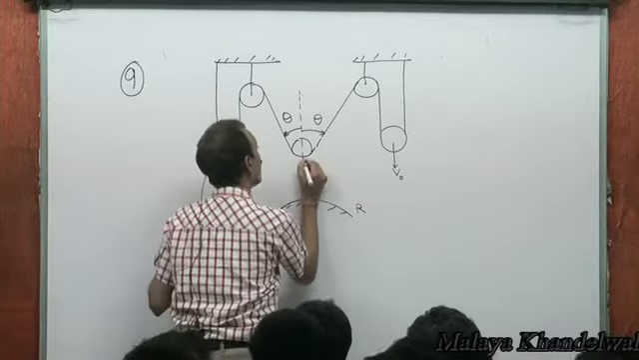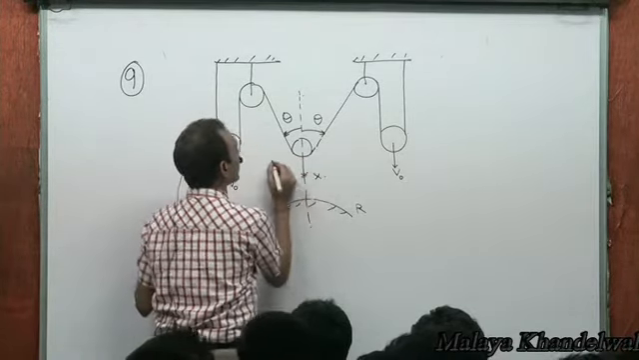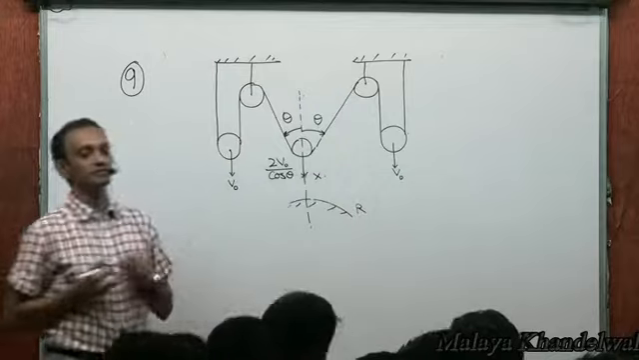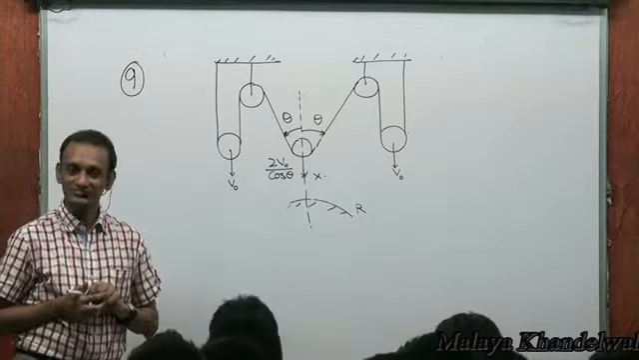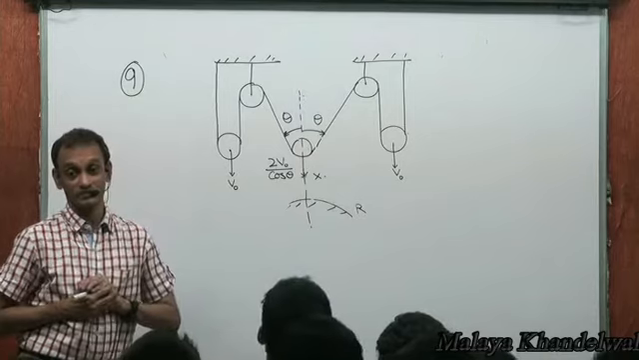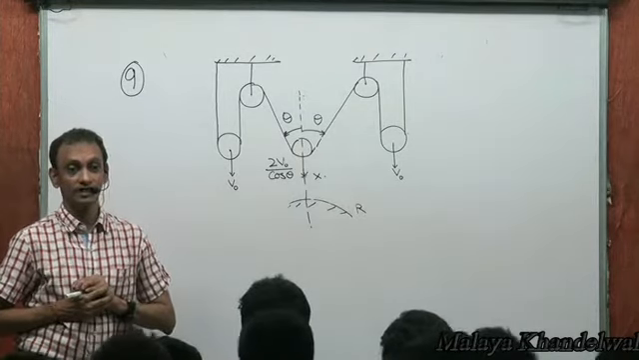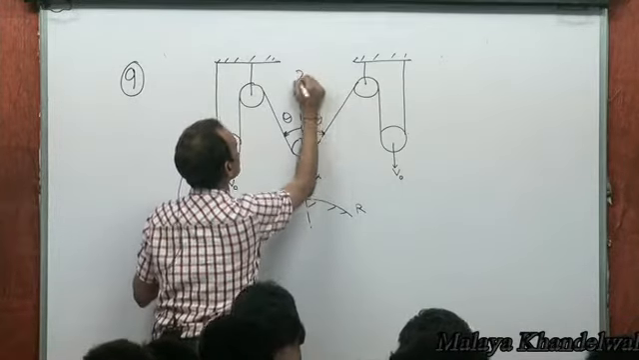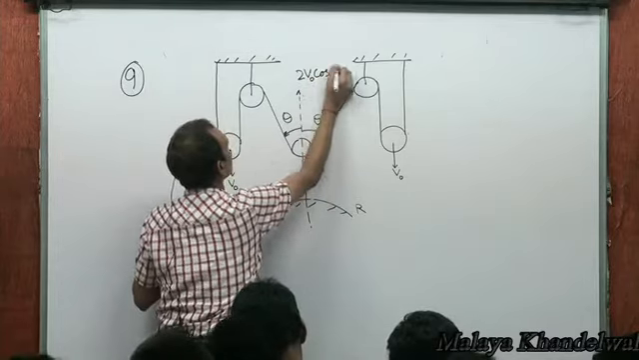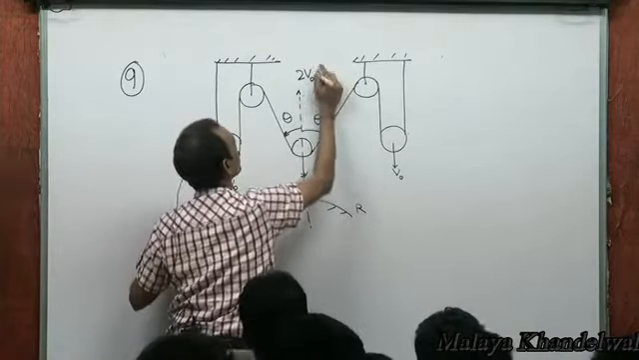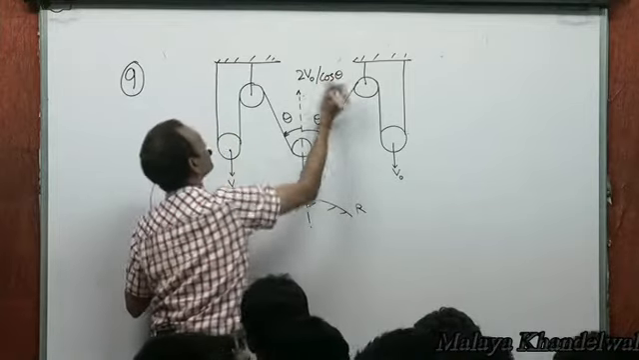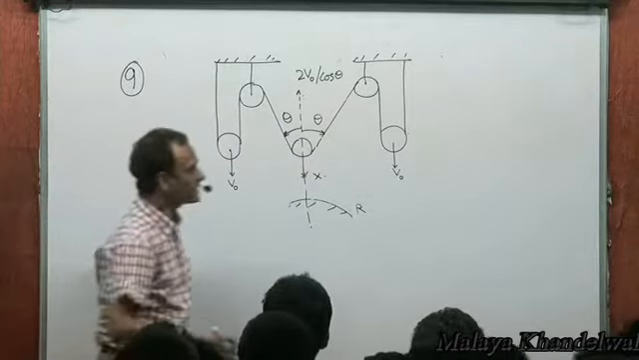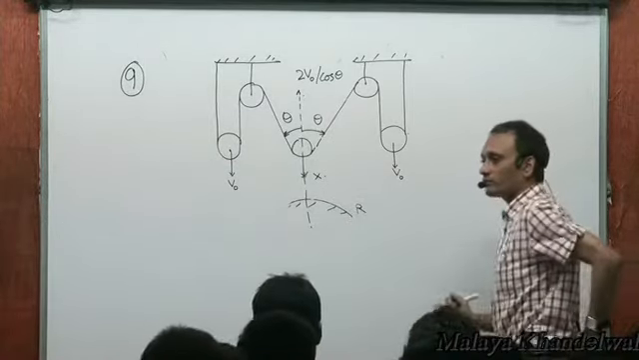Now, if you have done the string constraints right, then you should be able to say that this would be 2v naught by cos theta, right? This will be the velocity of the object. It's going to be upwards. This is going down, this upwards. 2v naught by cos theta. You have to go back to my mechanics classes to register this, in case you've forgotten. Right?